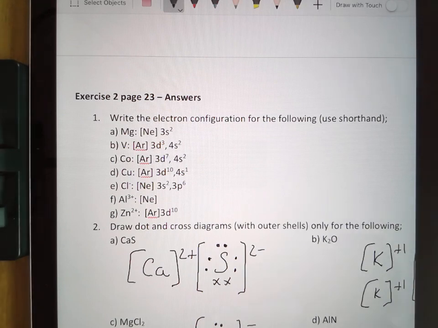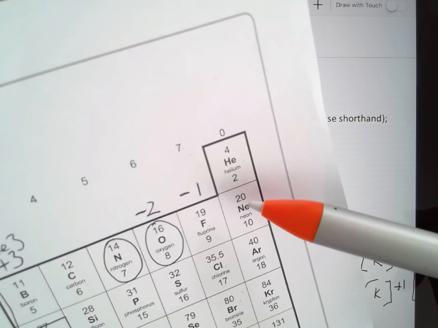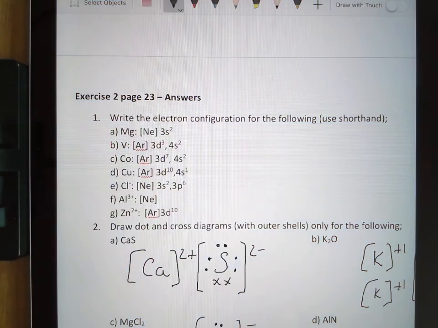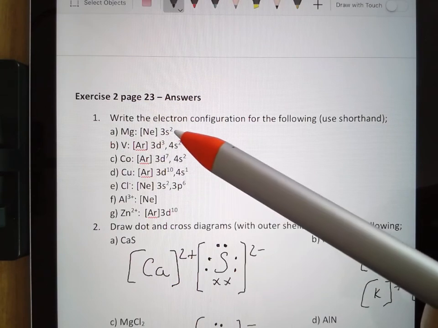I'm going to go through the answers to exercise 2 on page 23. The first question asks you to write the electron configuration using shorthand. So for magnesium, using the shortcut, I go to the period above magnesium, which is period 2, and I write down neon. Magnesium has an extra 2 electrons, so it's going to be 3s2.